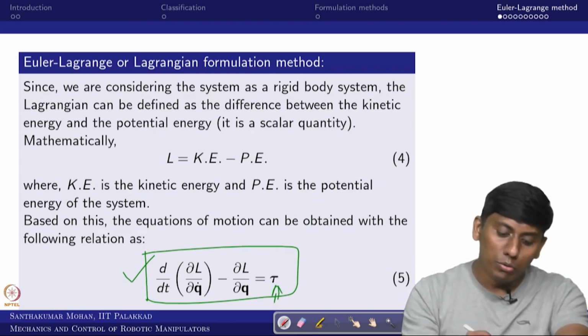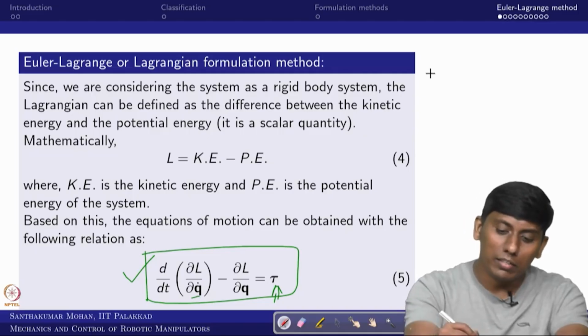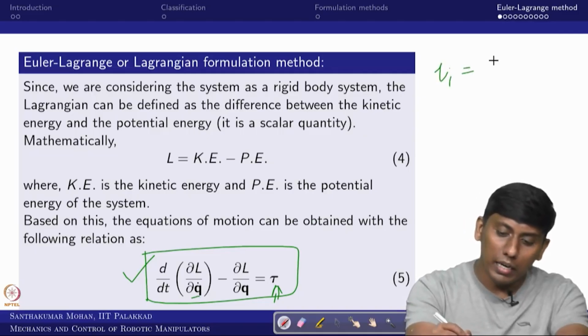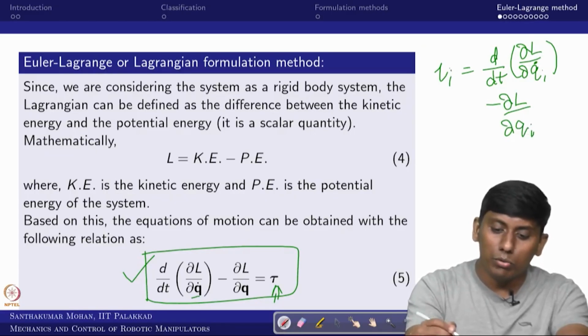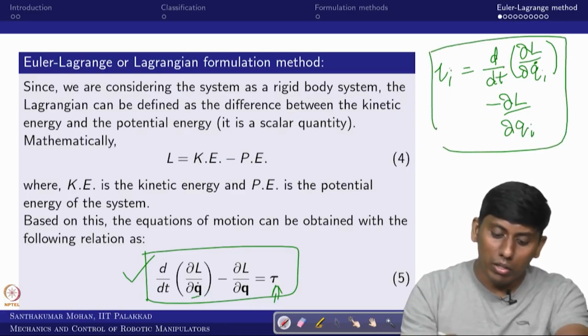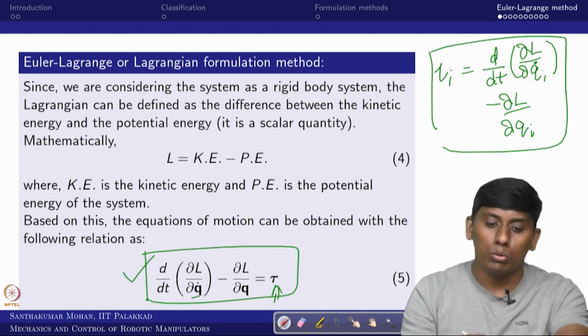Okay, so now you can see that L is the scalar, but the q dot is coming in the other sense. So tau I can write as the time derivative of dou L by dou q_i dot, minus dou L by dou q_i. So that is equal to tau_i. This you can recall, this is a vector form I have written, but this is actually an individual element, you have to do it.